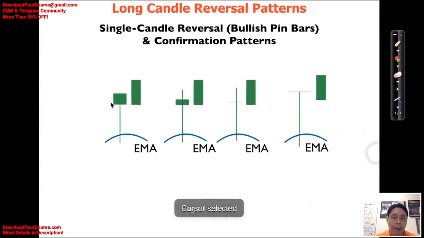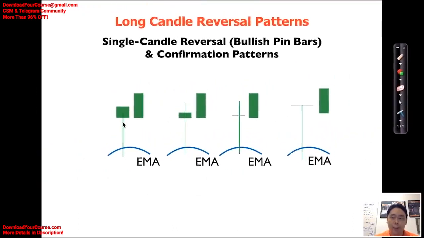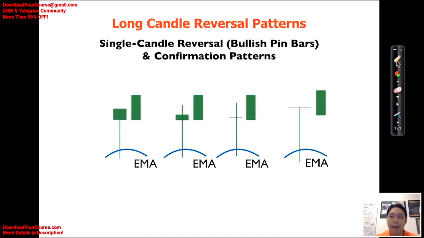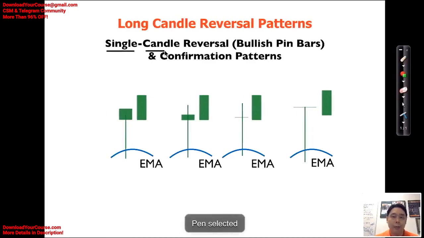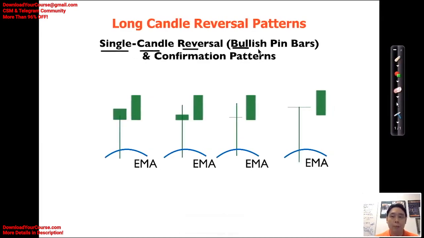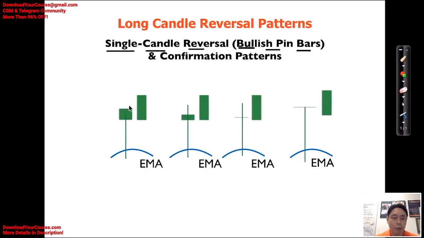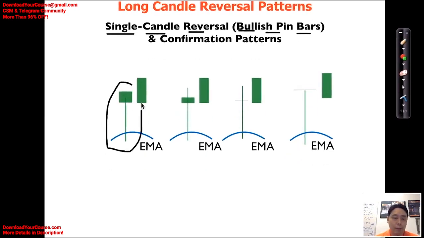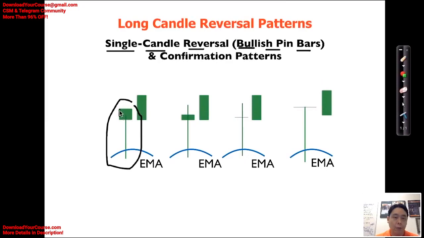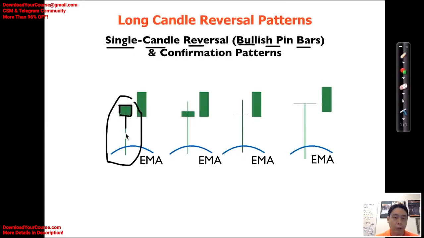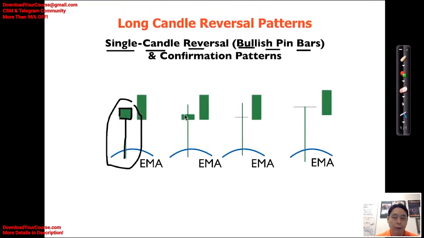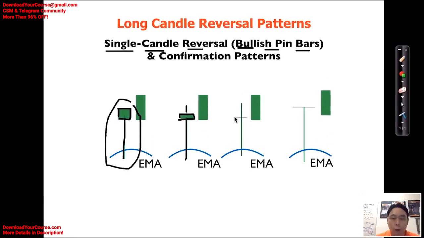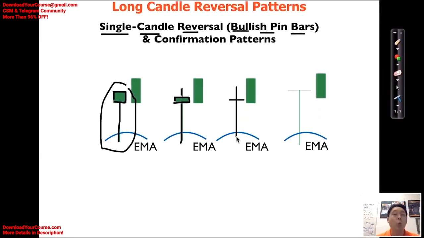In fact, any of these four candlestick patterns are valid single candle reversal patterns because all of them are bullish pin bars. Okay? So you can have this one, which has a classic small body with a long lower shadow. You could have this one, small body, long lower shadow with a small little upper shadow. You could also have this, which is basically a doji with a long lower shadow.